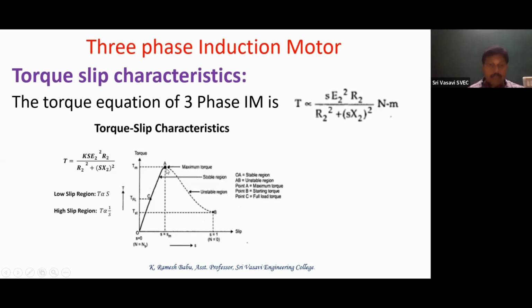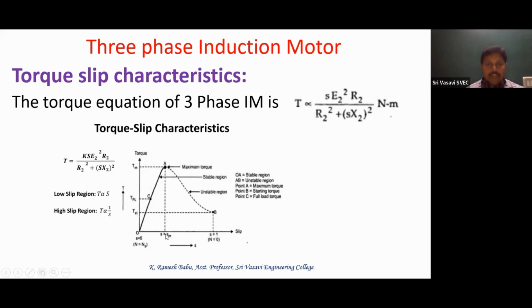So this is the maximum torque, and the maximum torque occurs at maximum slip. The maximum torque equals K E2 square by 2X2. The condition for maximum torque is S equal to SM, where SM equals R2 by X2. So the maximum torque occurs at maximum slip, and the maximum torque equals K E2 square by 2X2.